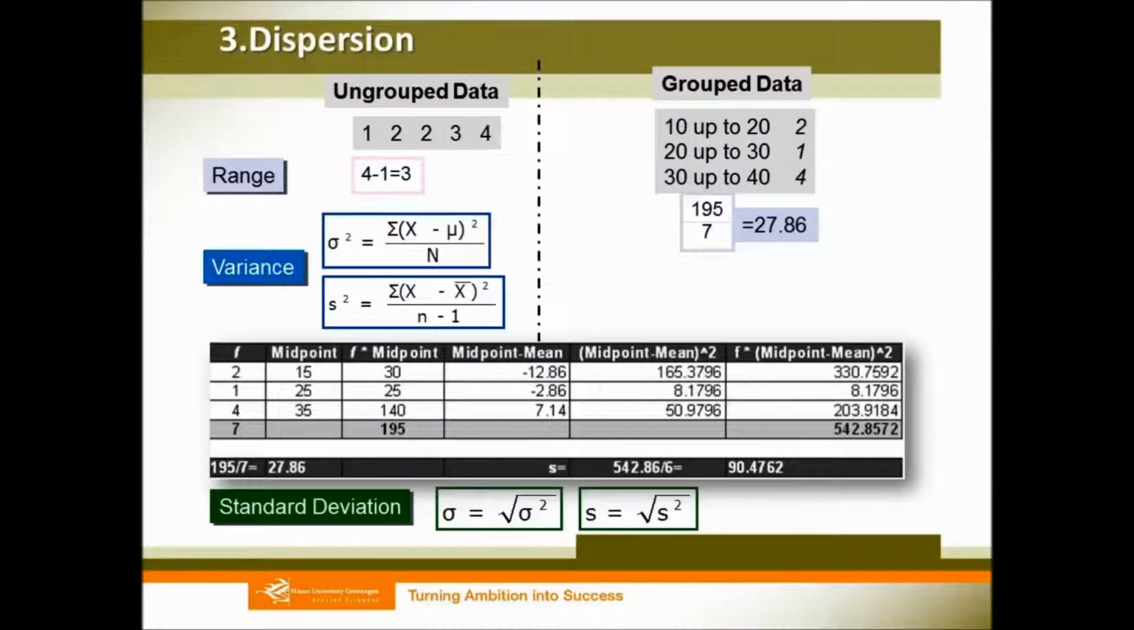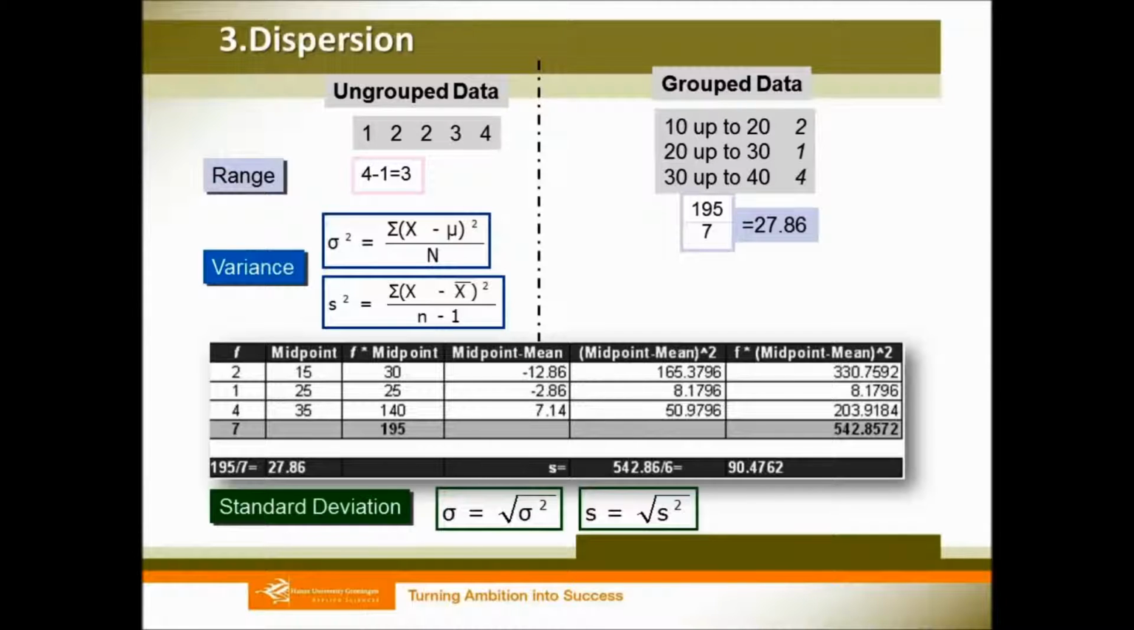And then you do it one by one. You need to square this value. So minus 12.86, if you square it, that would be 165.3796. And then you use this number times the frequency of the class. Like in the first class, the frequency is 2. So you use 165.3796 times 2, and then you get 330.7592. And you do it for each class one by one.